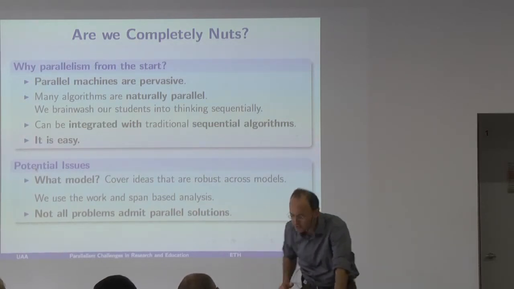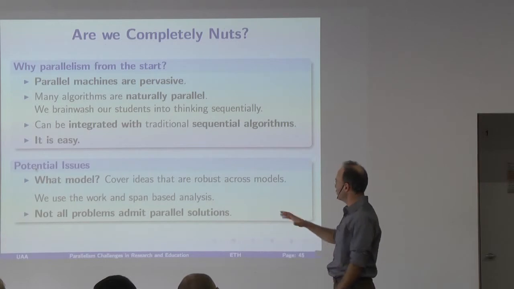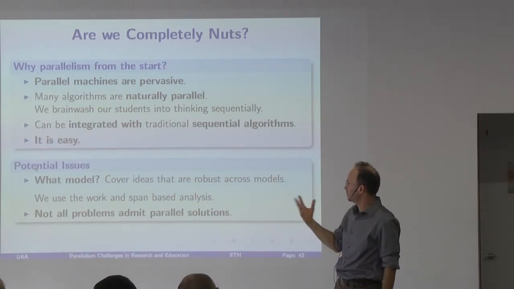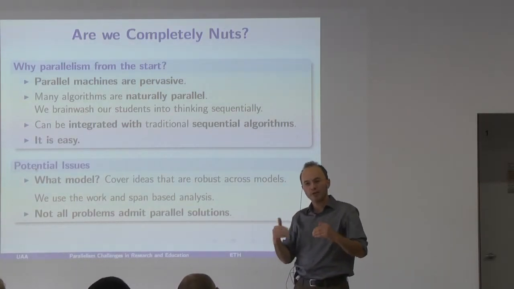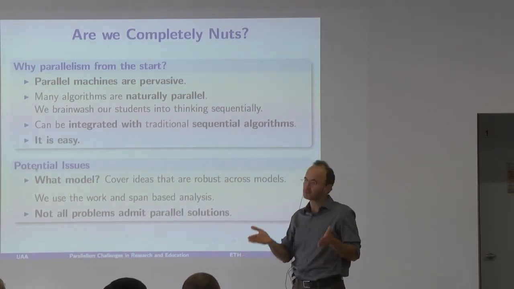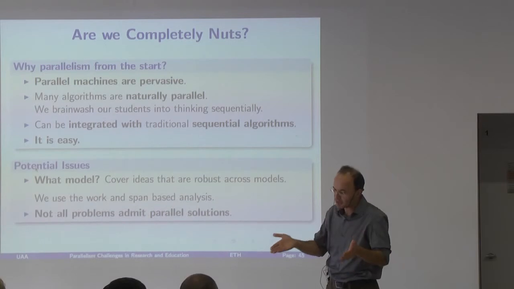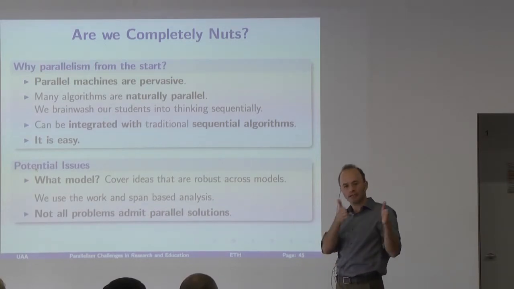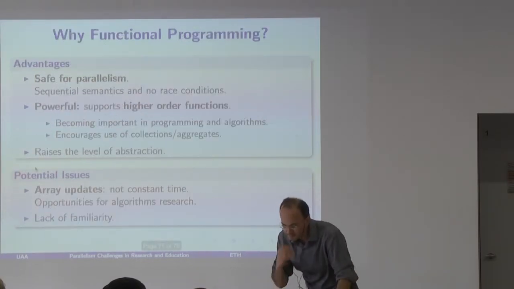Okay, so there are a few issues here. What model, again, and not all problems admit parallel solutions. And when these arise, we deal with them, right? For example, if you're going to do an ordered DFS, you don't really have a good parallel solution. It's a P-complete problem. So you talk about that, and you talk about the sequential algorithm.